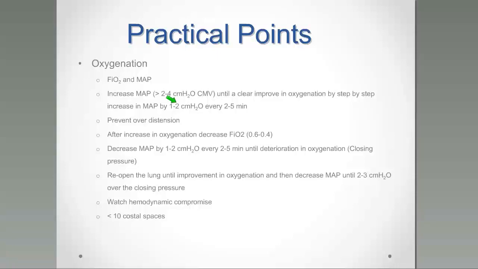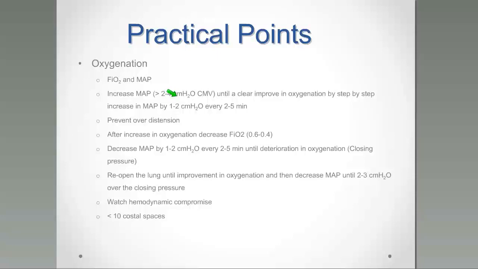We watch the patient to prevent overdistension, and after we see an increase in the oxygen saturation, the first thing is to decrease FiO2. We try to decrease FiO2 to 0.6, 0.4, 0.35, or even 0.30, depending on the baby, depending on the problem of the lung.